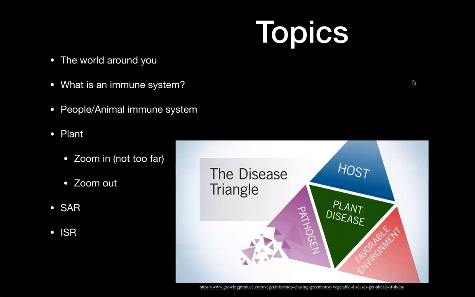So the topics for today, we're going to start off thinking about the world around you. What is an immune system? People versus animal, and comparing that to the plant. So trying to make some similarities there so that we have a little bit of a stepping stone to bridge between the idea of a human or animal immune system and a plant immune system. And we're going to zoom in, hopefully not too far, onto the plant immune system, and then zoom back out. And while we're doing that, we're going to talk about systemic acquired resistance and induced systemic resistance a little bit in the plant.